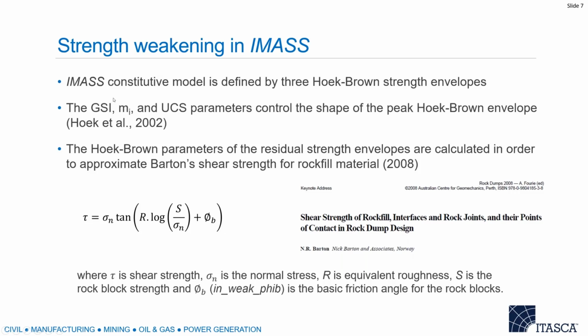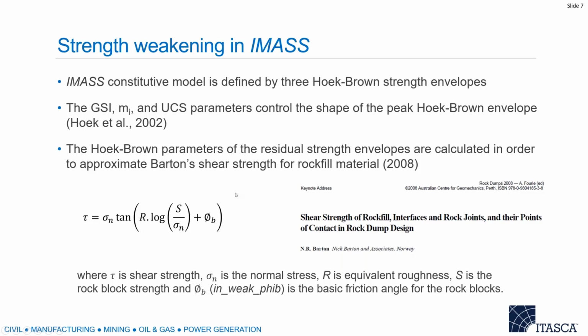As I mentioned, the IMASS constitutive model is defined by three Hoek-Brown strength envelopes. By inputting GSI, intact m from Hoek-Brown, and UCS parameters, IMASS automatically calculates the peak envelope for you. The residual strength envelopes are two fits to the Barton shear strength criteria for rock-filled material, and we are representing those with Hoek-Brown envelopes in our constitutive model.